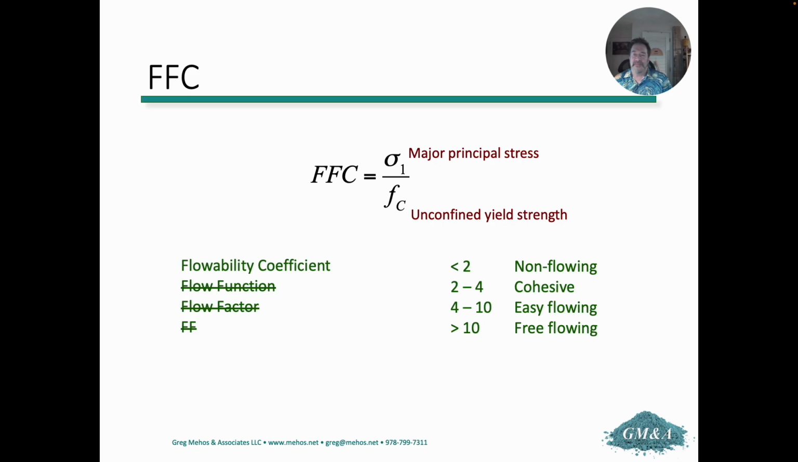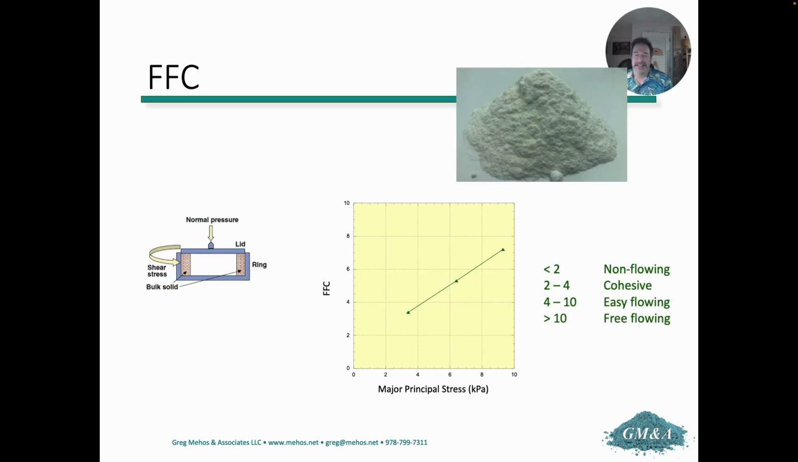And there are certain rules that people like to follow. If the FFC is less than 2, it's non-flowing. If it's between 2 and 4, we call it cohesive. 4 to 10 means the material is easy flowing. Greater than 10 is free flowing. And that's kind of dangerous because it ignores wall friction, it ignores bulk density. And plus, it turns out it's a very strong function of the consolidation stress.